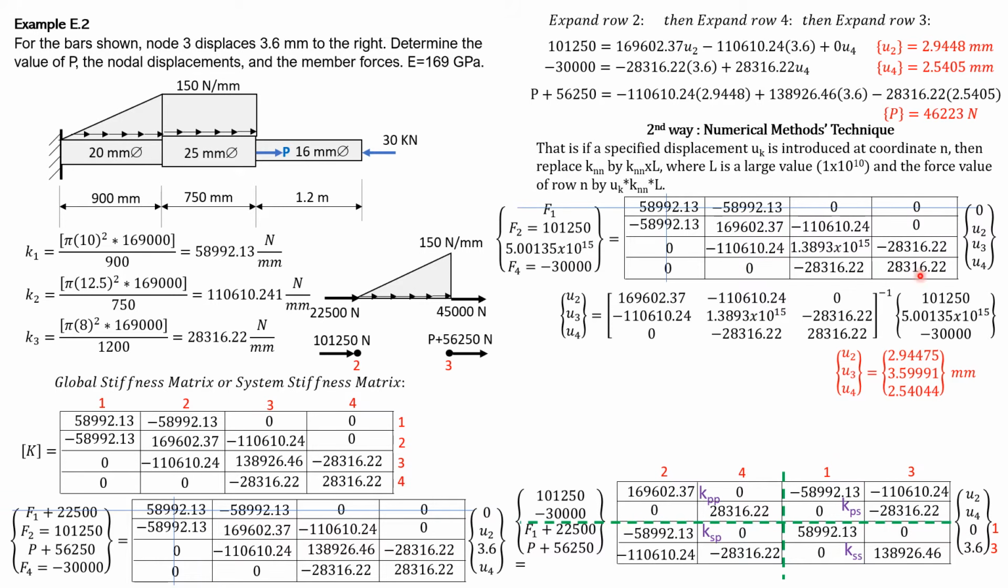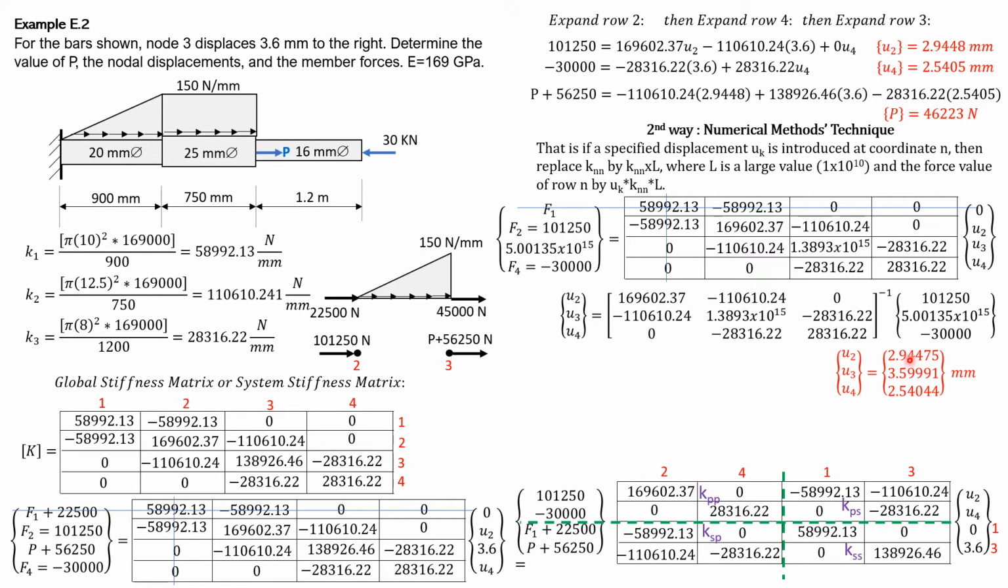So, since this is only 3 by 3, then U2, U3, U4 is equal to the inverse of this matrix, 3 by 3, times this new force matrix. Take note of this stiffness here, which is now large. So inverse times this new force matrix: 102, 101 to the 15, and 5.00135 times 10 to the 15, then negative 30,000. Using your calculator, you can invert the 3 by 3 matrix. You can multiply two matrices also.